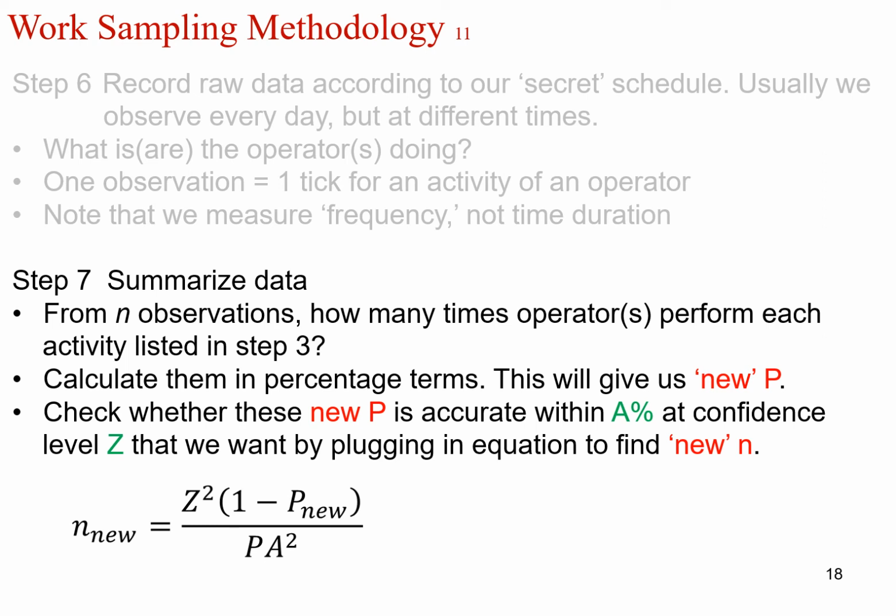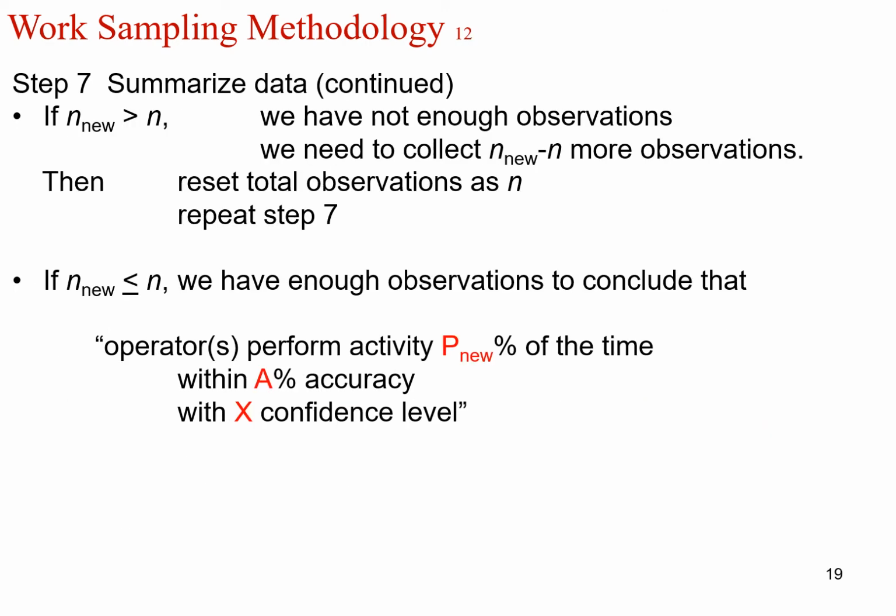With the real data, we can calculate the new work percentage P. If we keep the percent accuracy and percent confidence the same, we can calculate the required number of observations, n new, from the same equation. If the new n is greater than the old n, it means we do not have enough data to conclude for P new. We need to collect n new minus n more observations.